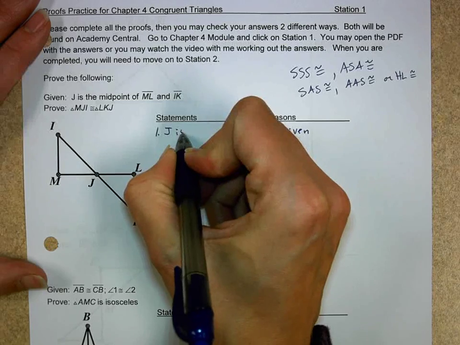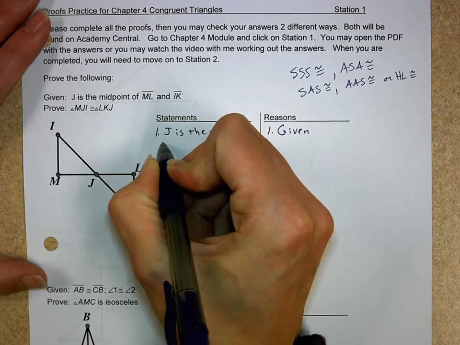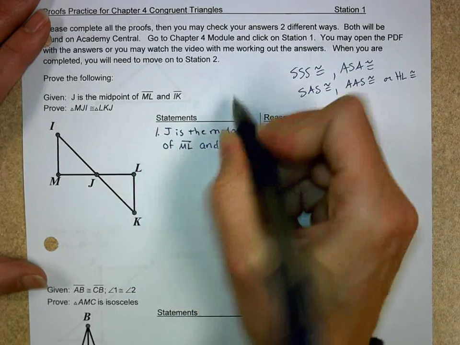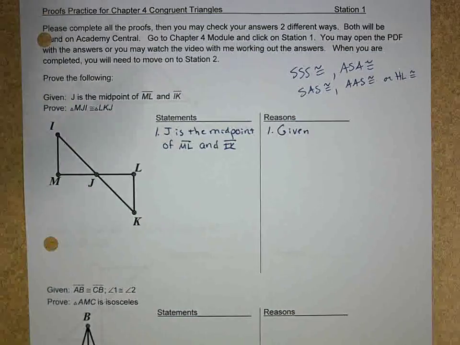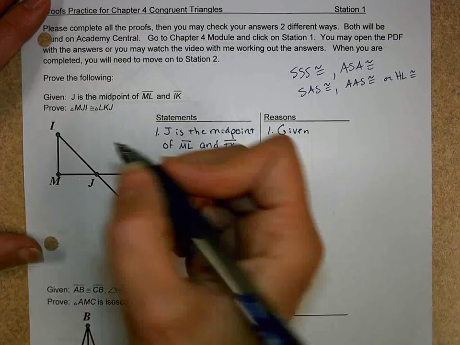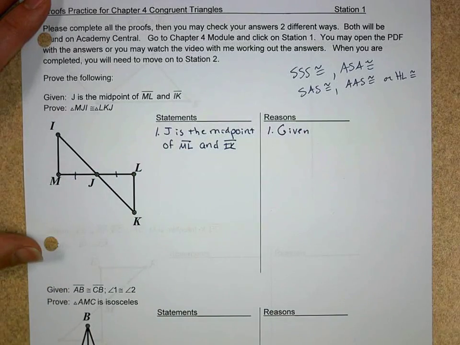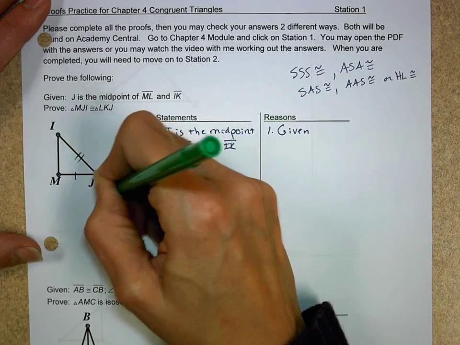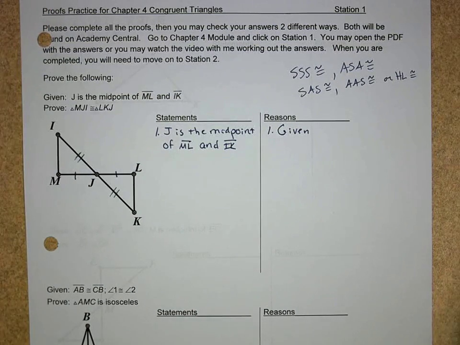So J is the midpoint of segment ML, and it's also the midpoint of segment IK. So if I give you a midpoint, what do you give me? You give me 2 congruent segments. So I know with ML, we're going to have these 2 segments, and then I know with IK, we're going to be given these 2 segments that we're working with. So we have 2 pairs of congruent sides.